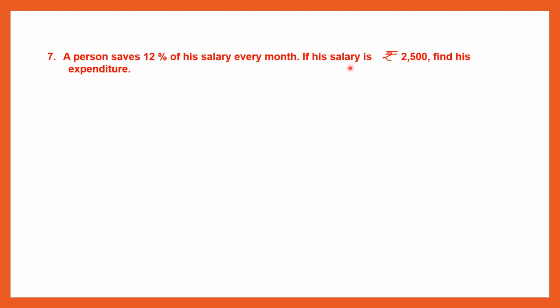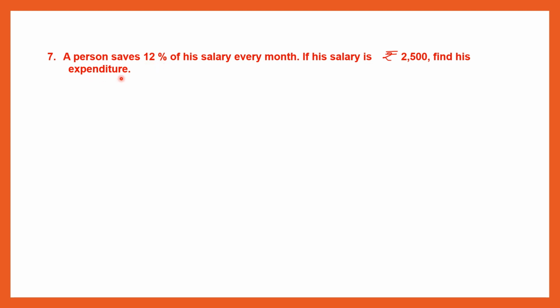Now they're telling us how much his salary is. His salary is 2,500. Now we are asked to find his expenditure. That means how much does he spend? We know his salary, we know how much he's saving. Now how much does he spend is the question.